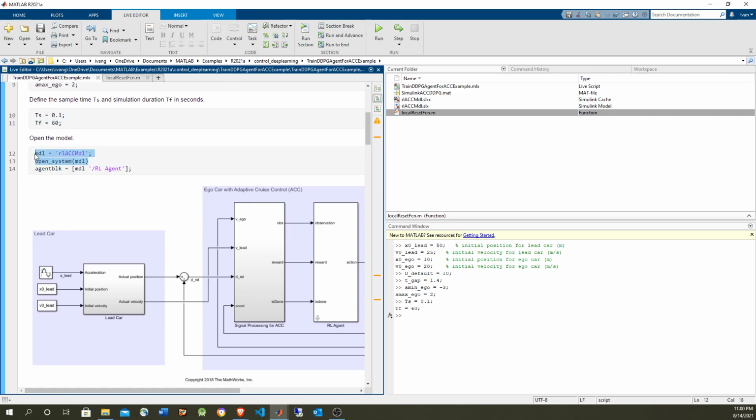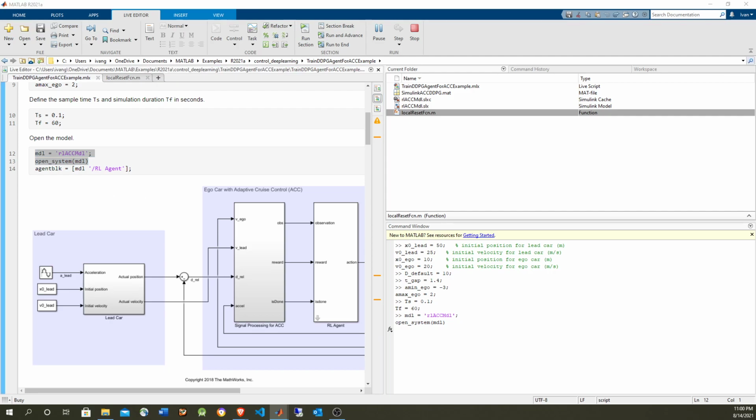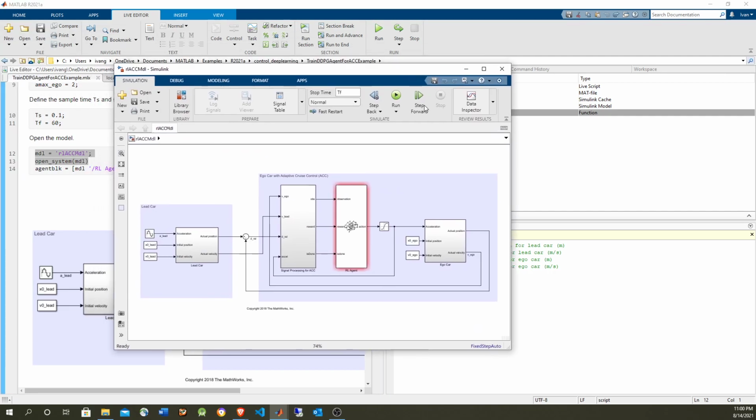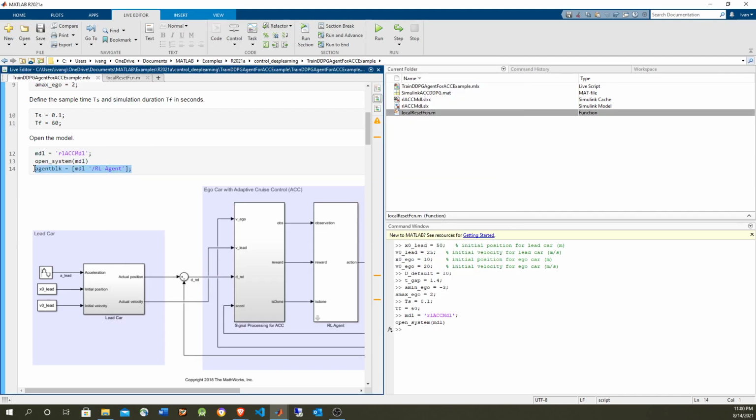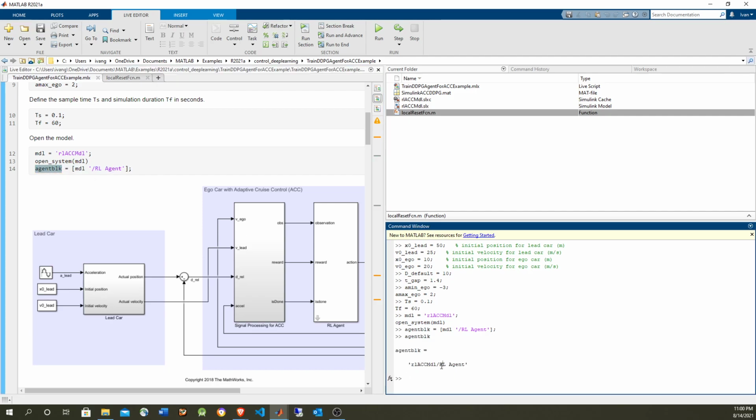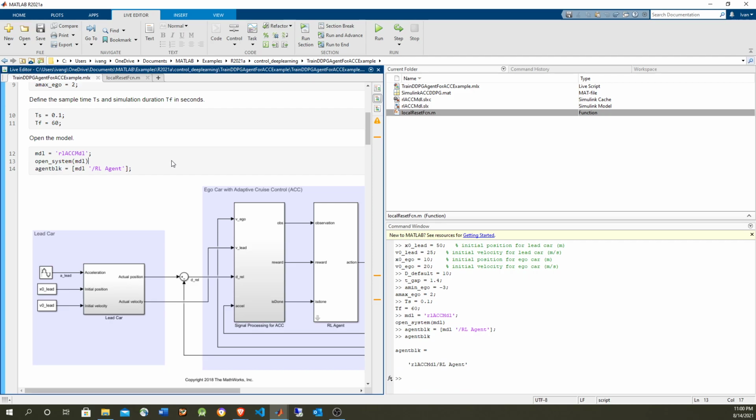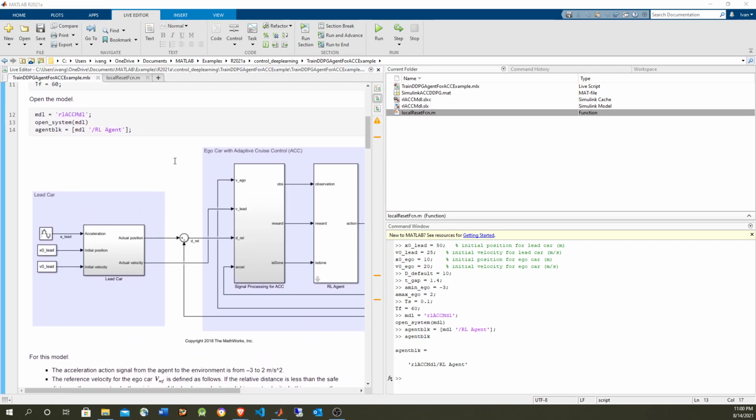We're going to open the model, and we're going to have a reinforcement learning agent block, and at the beginning it's going to appear in red because we haven't defined it, and you can see the name RL agent. So we use the model path. We're going to need this to create the environment. You notice that this is the name of the model and the name of the block. This is the format to specify the path of a block within the Simulink model. Okay, so let's take a look at the model.